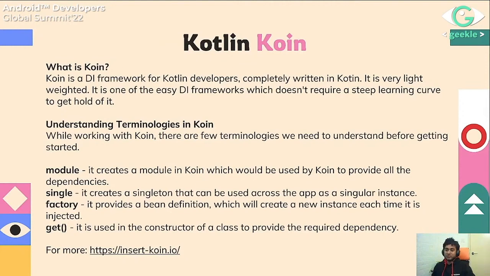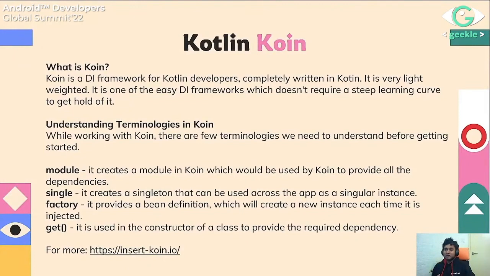What is module? Basically, it creates a module in Koin which would be used by Koin to provide all the dependencies. Single. It creates a singleton that can be used across the app as a single instance. For example, in the car object, when we use single for the injected fuel dependency, basically across the application, it will create only a single instance.